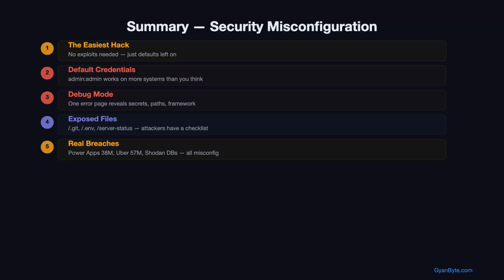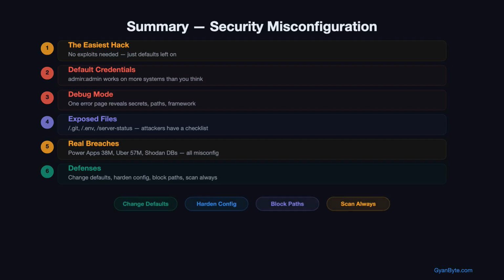Attackers have a checklist. Real breaches. Power Apps 38 million. Uber 57 million. Shodan databases, all misconfiguration. Defenses: change defaults, harden config, block paths, scan continuously.